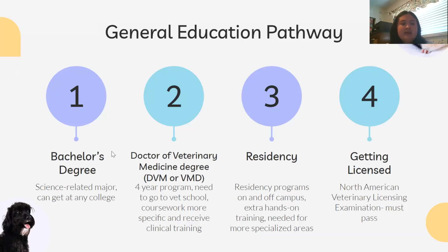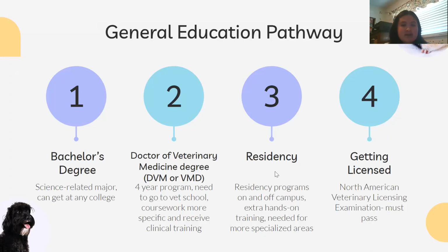Doctor of Veterinary Medicine degree. So this is a 4-year program and you need to go to a vet school to get it. A vet school can either be at the college you are currently at to get your bachelor's degree, or you have to apply somewhere else. Depends on the school that you go to. The coursework is more specific and geared more towards the animals and the biology and their physiology and their anatomy. And you also receive clinical training, which is like hands-on training.